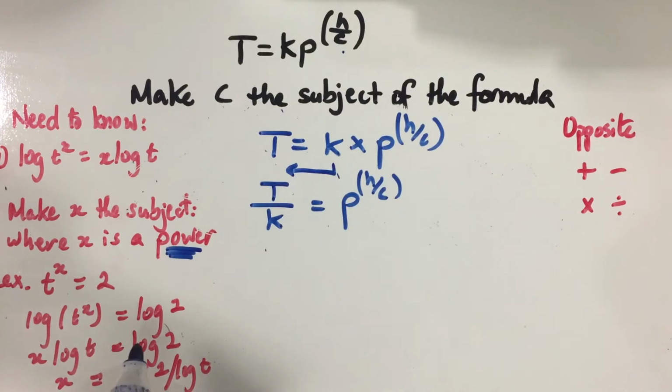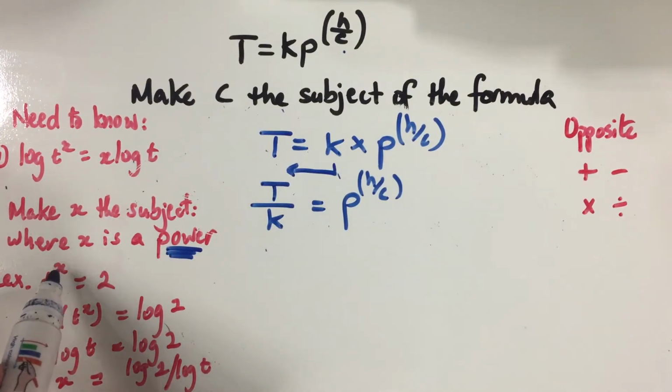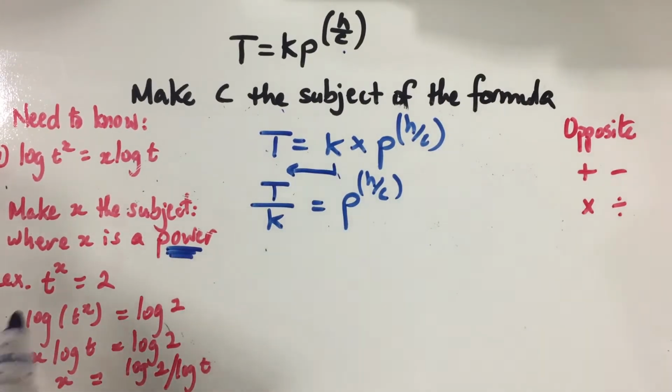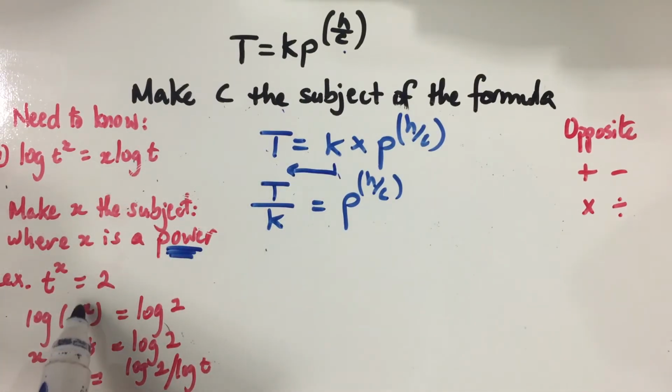Let's look at an example. T to the power of x is equal to 2. How do we make x the subject of the formula? Well, we see that x is a power, so we need to take logs. So then log of t to the power of x is equal to log 2. And now we can use the rule above. We can bring this x to the front of log. So this here would be x times log t is equal to log 2.